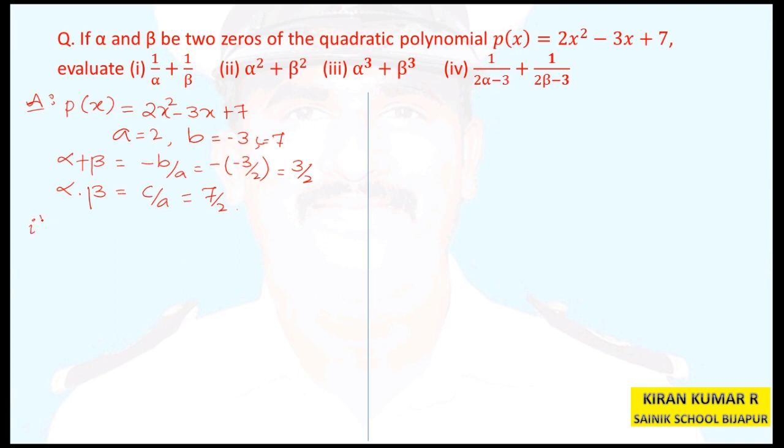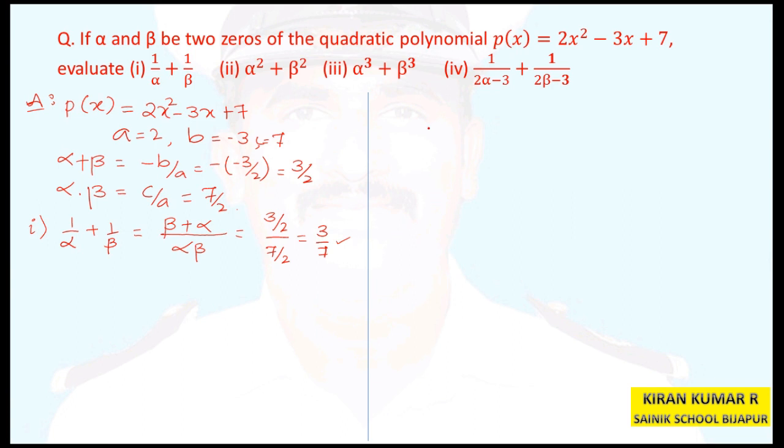Now let us consider the first case, 1 by alpha plus 1 by beta. To find this particular value, let me take LCM. LCM is alpha into beta. We get beta plus alpha in the numerator, which is same as alpha plus beta. We know alpha plus beta is 3 by 2 and alpha beta is 7 by 2. These two, the denominators in the numerator and denominator, will cancel, getting 3 by 7. So this 3 by 7 is the value of 1 by alpha plus 1 by beta.